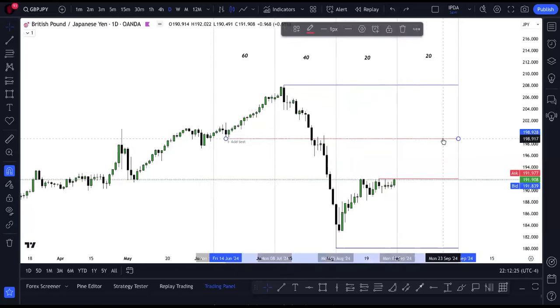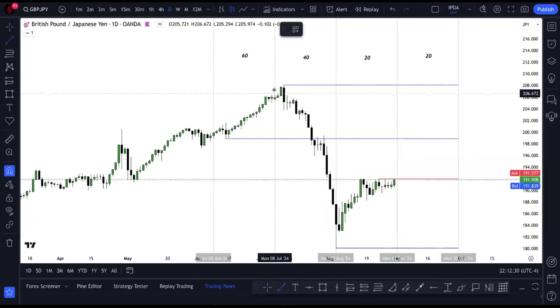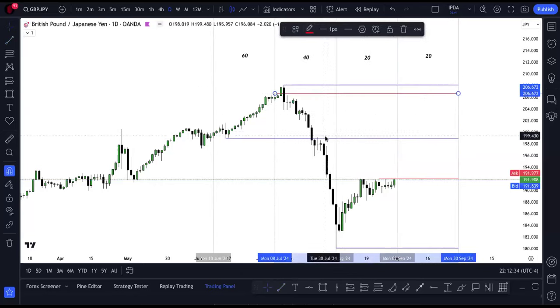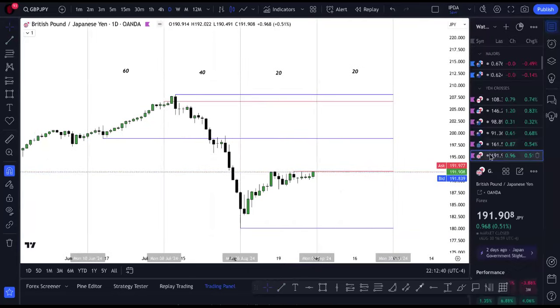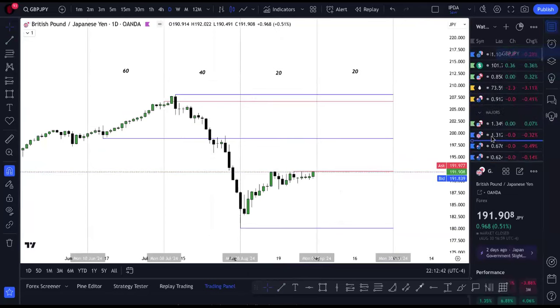Thank you, TradingView, for not clicking what I want you to click. And then 60-day high here. And that's our IPTA levels for GJ. So let's move this up to the top. I like to put what I'm working with at the top.